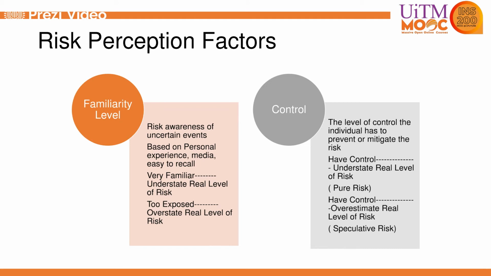For example, you are very familiar with the road condition from your ITM to your house. Even though it is very narrow and dark, when you're driving at night, you still drive so fast because you are too familiar with the road. You drive so fast during the night time because you understate the real level of risk. You feel that it is safe for you to drive very late at night and drive very fast to reach your destination. But the real one is it is very dangerous to drive very fast at night in a narrow road, because there is a possibility, a risk, that you might be involved in an accident.